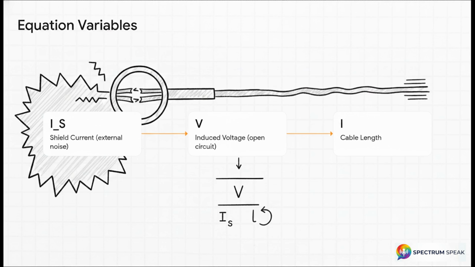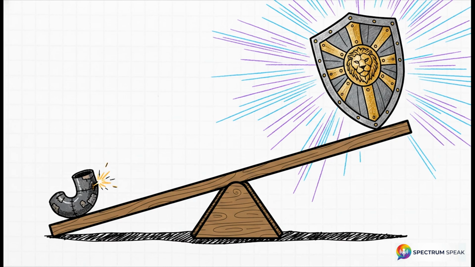Notice how I sub s is in the denominator. We're essentially looking for the ratio of leaked voltage per amp of shield current over a specific distance. And here's exactly why Z sub t is so absolutely crucial.